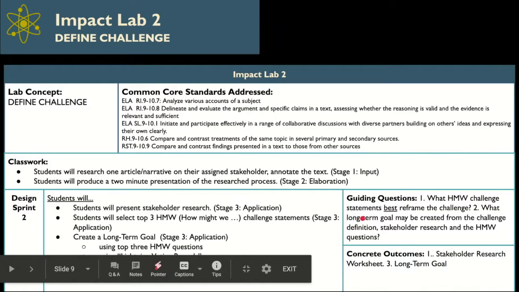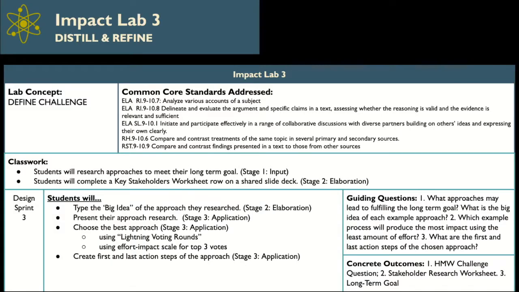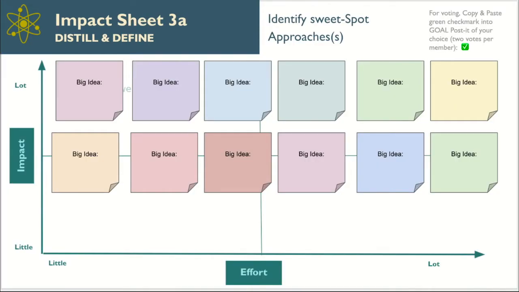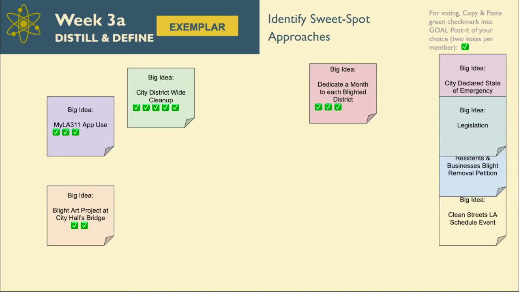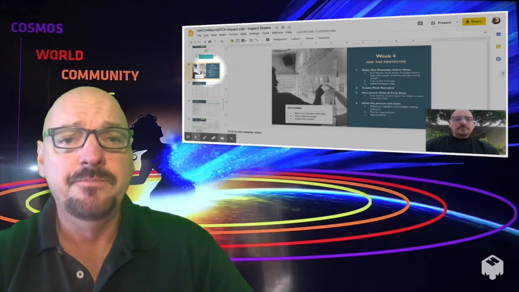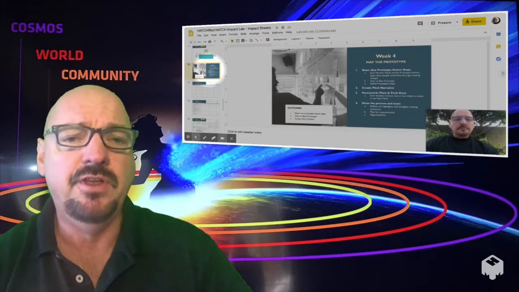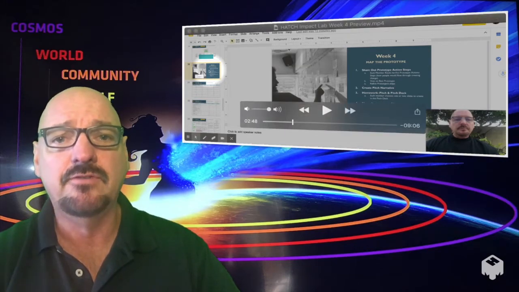Okay, let's go ahead and scroll ahead and take a look at some of the other impact labs as they go through. Here are design impact sheets and exemplars. Again, Lab 3 with the classwork and design sprint, and more impact sheets as well as exemplars. We also expect to have videos of instructions for the design sprint online sections, for example.